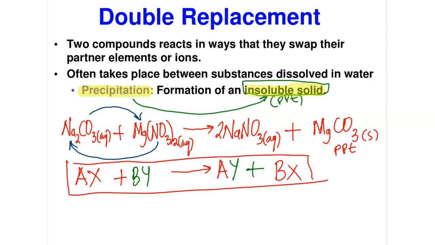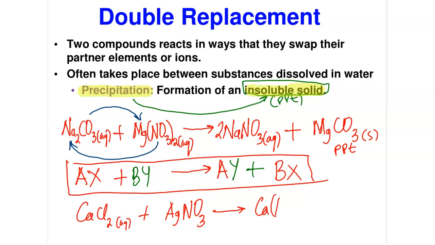This is a typical case of the general reaction. What they simply do is swap their partners. It's a fair competition. Nobody loses in this relationship. Another good example: if calcium chloride, which is soluble, aqueous, reacts with silver nitrate, calcium will come and take this one. Calcium is 2 plus, so to react with nitrate it's going to be this, aqueous, plus silver will now go and react with this. Silver is 1 plus, this will be 1 minus, so the formula is going to be AgCl. And of course, this is the solid.